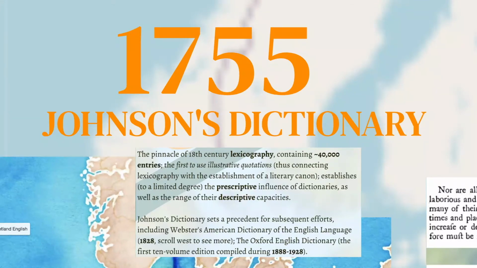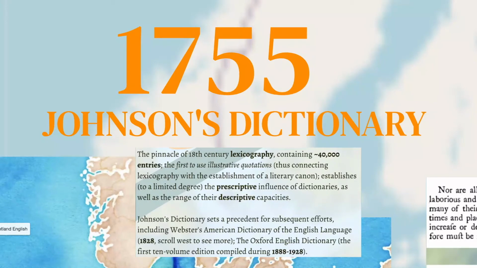The pinnacle of 18th century lexicography, containing about 40,000 entries and the first to use illustrative quotations from literature, thus for the first time connecting lexicography with the establishment of a literary canon, is Johnson's dictionary, from a date that you should all know really well by now because you've been typing it again and again as the password into our course website. Johnson is indeed 1755.